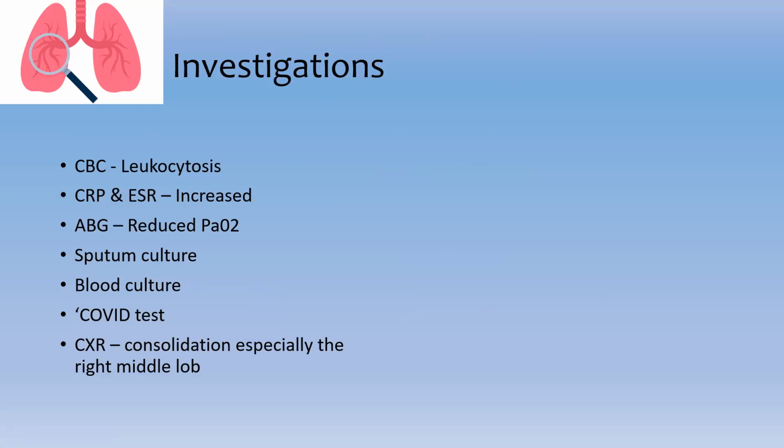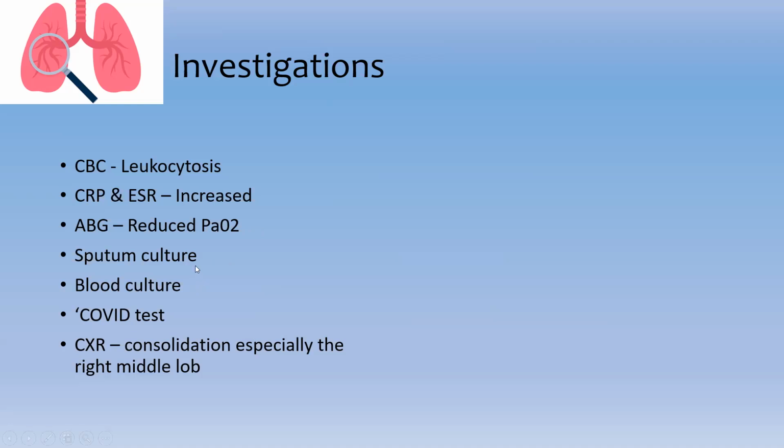And this is how they're actually arranged here. So there's labs, that is the CBC, complete blood count, where you'd find leukocytosis, and you do your inflammatory markers, which is the C-reactive protein, and then ESR. ESR is erythrocyte sedimentation rate, which would be increased because it's a sign of inflammation. And then you'd also do your arterial blood gases, where you'd find reduced arterial oxygen concentration.